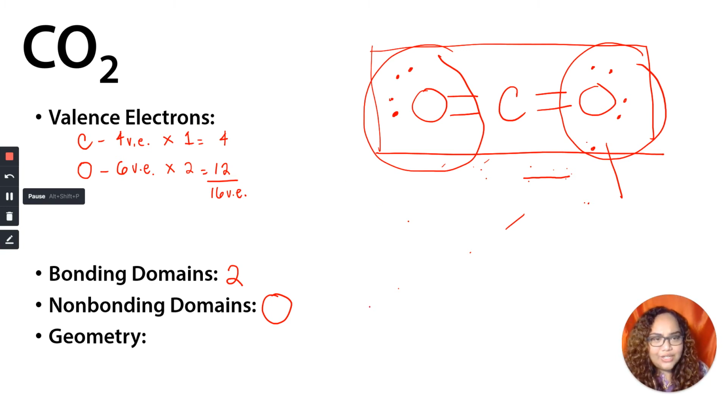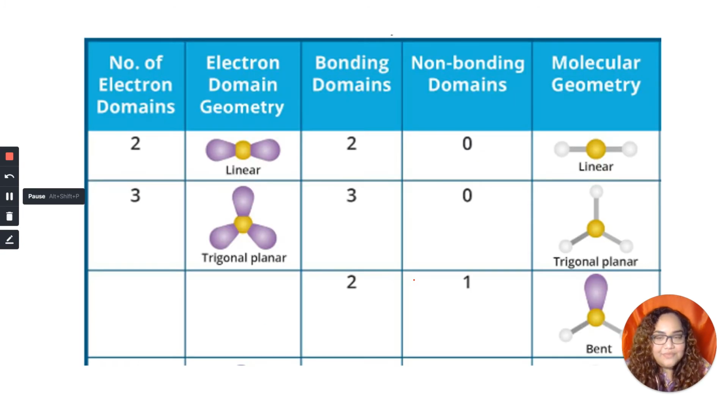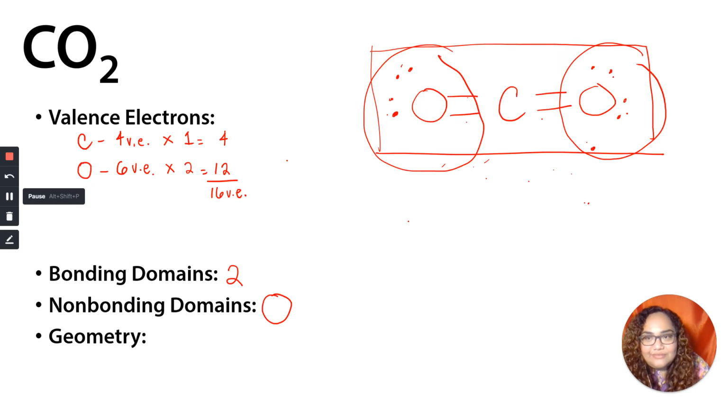We've calculated earlier that there are 16 valence electrons all in all. So let's count. Are there really 16? You have 2, 4, 6, 8, 10, 12, 14, and then 16. So that's correct. Now let's go to the chart on molecular geometry. Remember, we have 2 bonding domains and 0 non-bonding domains. So you would call this geometry linear.